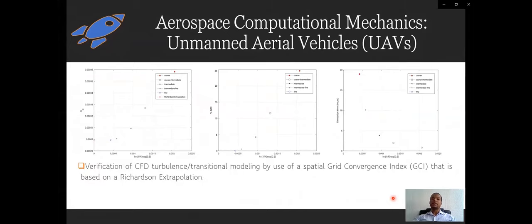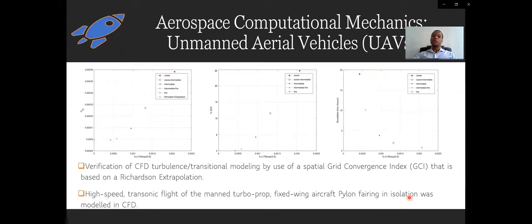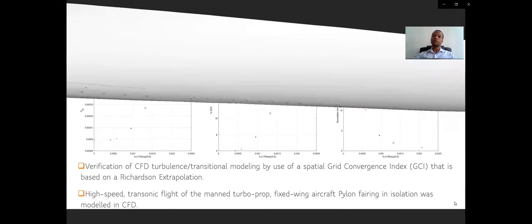We have also been involved in the verification of CFD turbulence or transition modeling. This has been done by use of the spatial grid convergence index based on Richardson extrapolation, which basically gives a measure of the numerical error incurred in simulation. This was done specifically for high-speed transonic flight of a pylon fairing in isolation for a manned turboprop fixed-wing aircraft, and we focused specifically on the drag coefficient values.